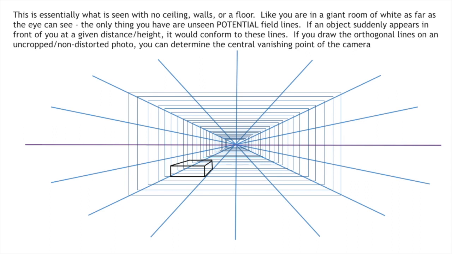If you draw the orthogonal lines on an uncropped, non-distorted photo, you can determine this central vanishing point or the camera's center field of view within that frame.